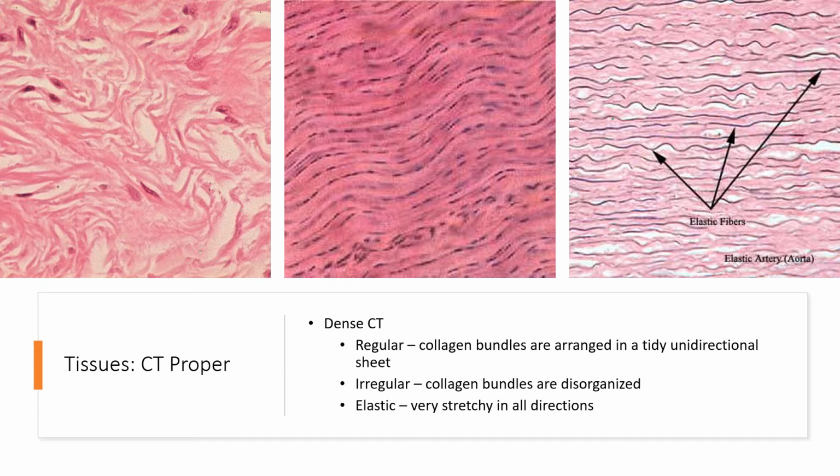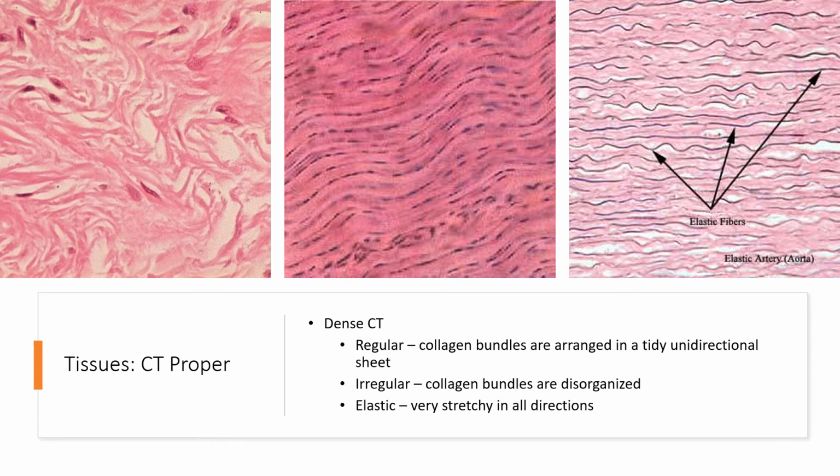Dense irregular connective tissue, because you have fibers going all which way, can stretch a little bit in every direction, but only a little bit. It holds things in. It's got a lot of this structural protein, this collagen, so it holds things together really nicely. But it does have some give. It has a little bit of give.